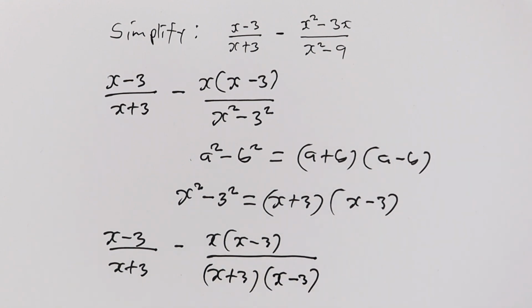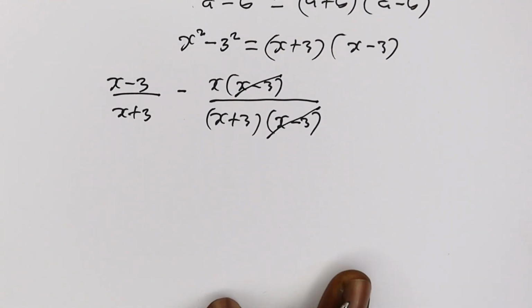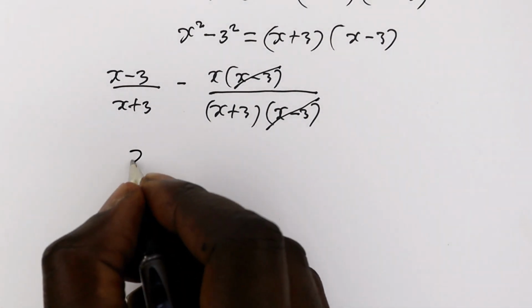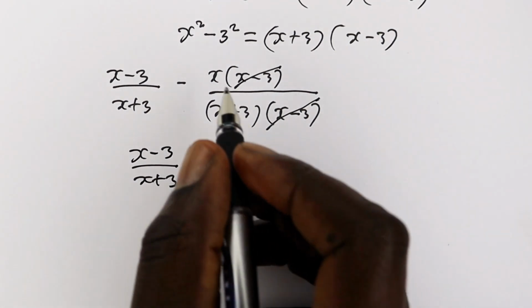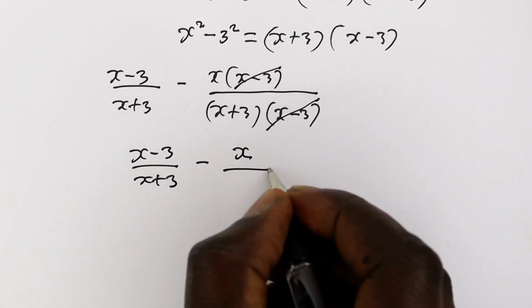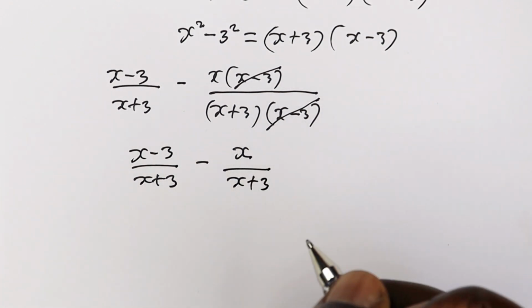So at this point, you can simply cancel the like terms because these are products between two numbers. You take x - 3 and x - 3, they will cancel, so that you're left with (x - 3)/(x + 3) minus, we're left with x there over x + 3.